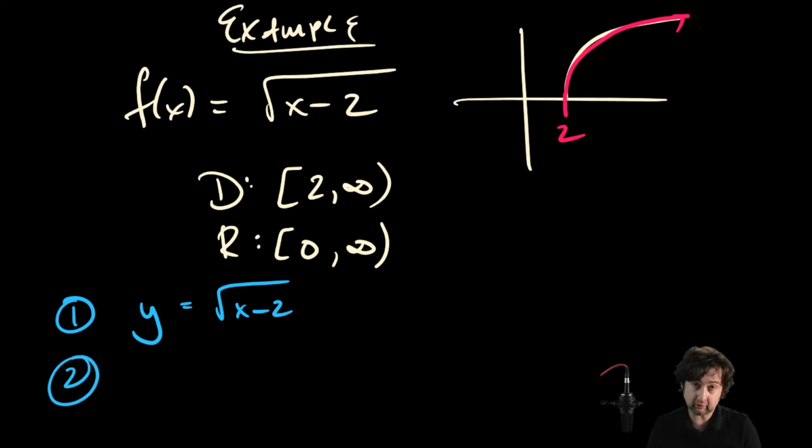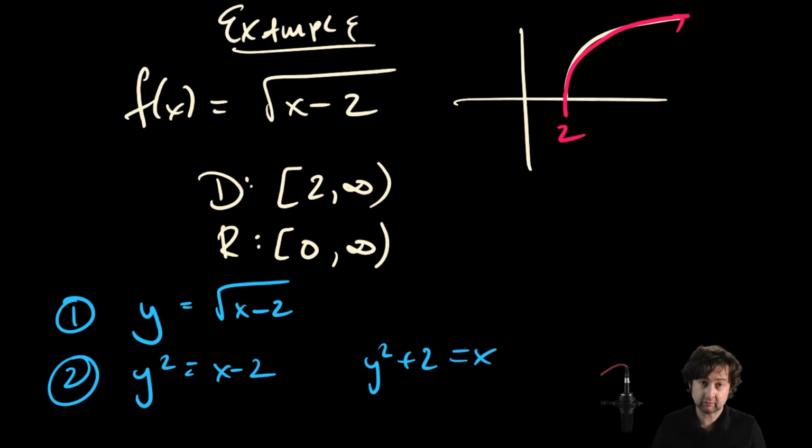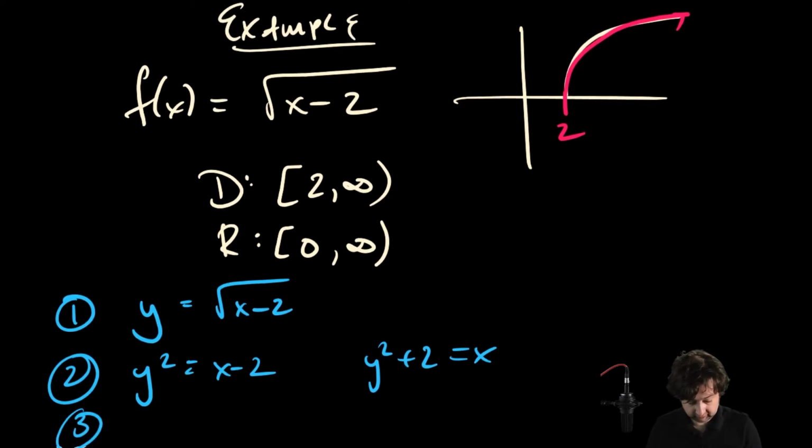Step 2 is we're going to solve for y. So we square both sides and we get y squared is equal to x minus 2. And then we can add 2 to both sides to get y squared plus 2 is equal to x. And the final step here is going to be to switch the role of x and y so that we get f inverse of x is equal to y, which equals x squared plus 2.